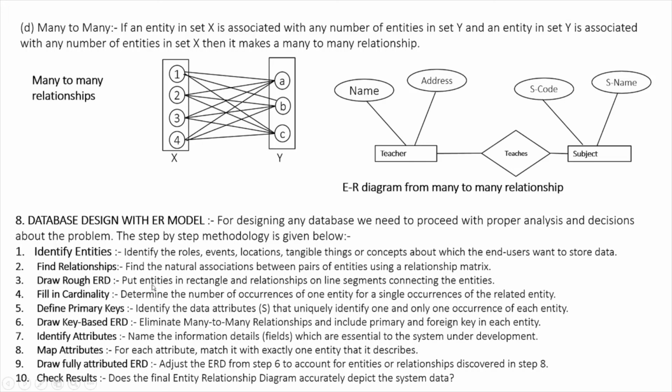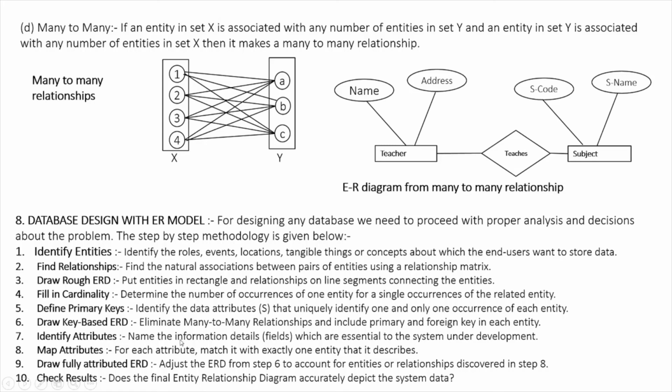Draw rough ERD. Put entities in rectangles and relationships on line segments connecting the entities. Fill in cardinality. Determine the number of occurrences of one entity for a single occurrence of the related entity. Define primary key. Identify the data attributes that uniquely identify one and only one occurrence of each entity. Draw key-based ERD. Eliminate many-to-many relationships and include primary and foreign keys in each entity.